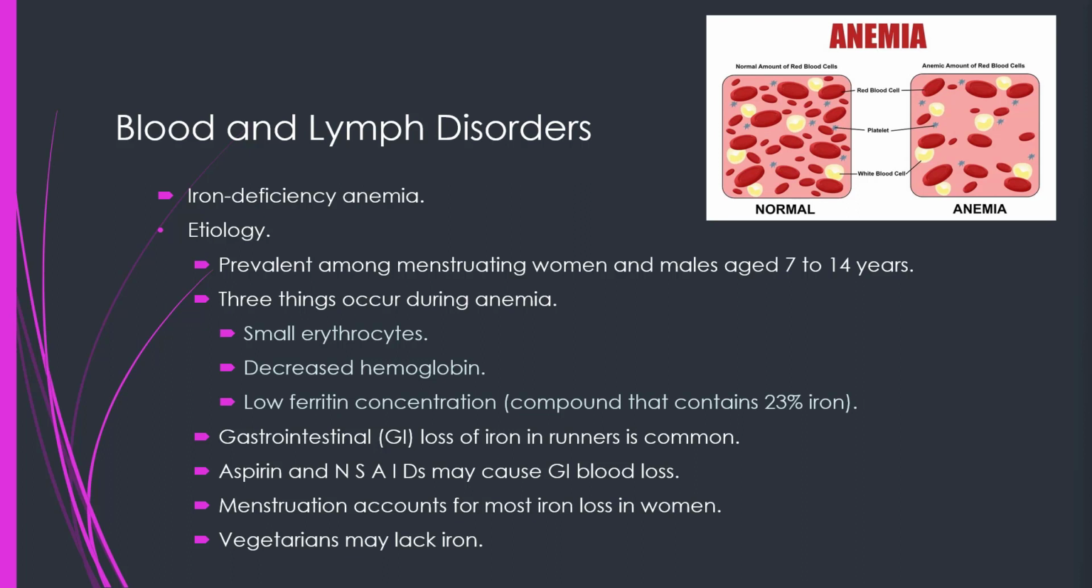Gastrointestinal loss of iron in runners is common. Aspirin and NSAIDs may cause GI blood loss. Menstruation accounts for the largest iron loss in women, or individuals who follow a vegan or vegetarian lifestyle may lack iron from the foods they eat.